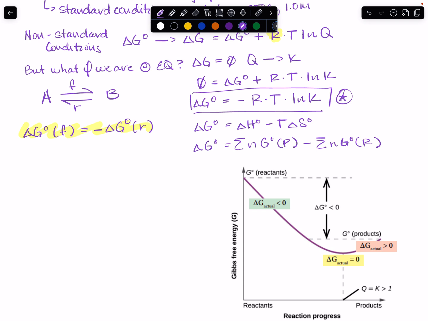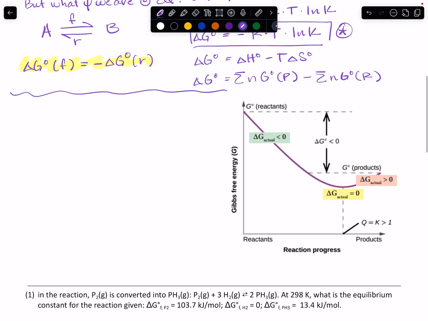Let's say we know the equilibrium constant and the enthalpy change. We can now figure out the entropy change. Let's say we know the enthalpy and entropy change. We can figure out the equilibrium constant. All right, so it's really convenient to be able to mix and match these delta G formulas. All right, so let's talk a little bit about this relationship between the equilibrium constant and our favorability.